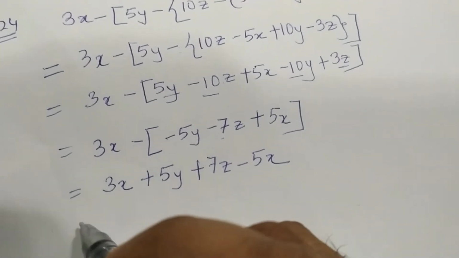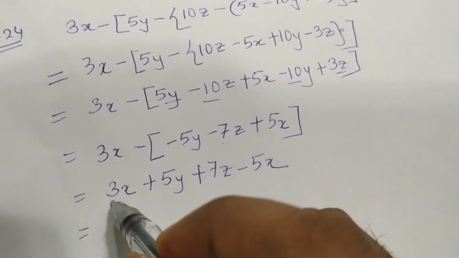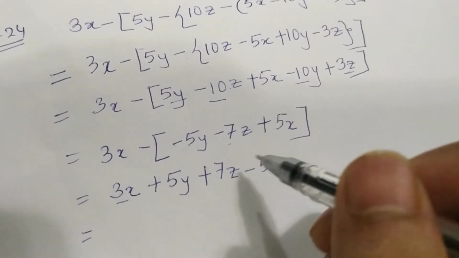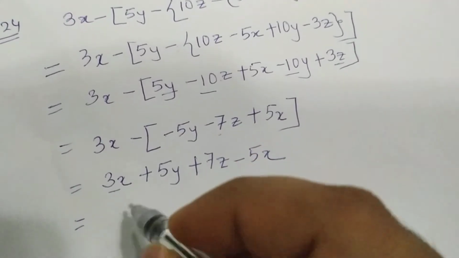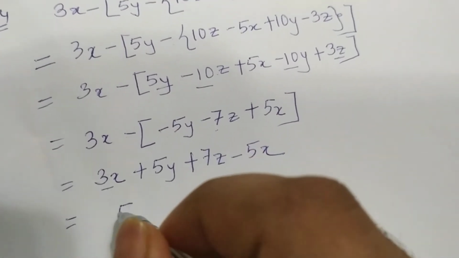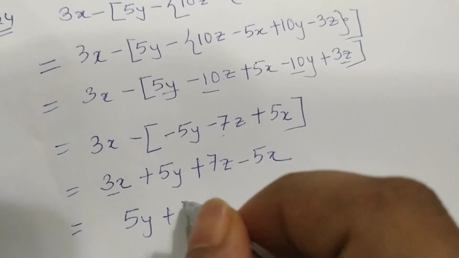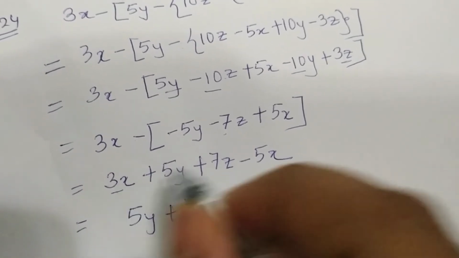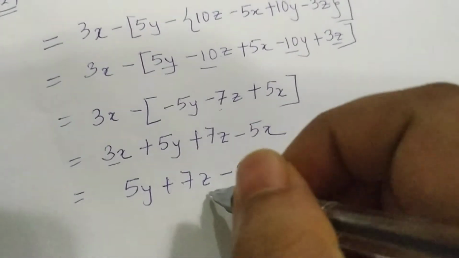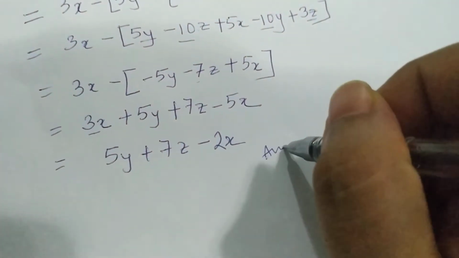Okay, that's it. Now we have two similar terms, that is 3x and minus 5x. So I just need to solve them up and we get our final answer. So 5y and 7z stays as it is, 5y plus 7z. Then 3x minus 5x is minus 2x. So this is our required answer.